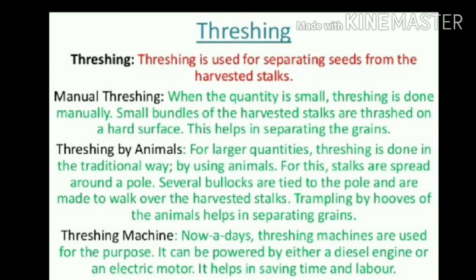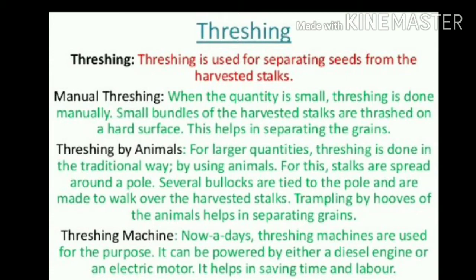Second is threshing by animals. For larger quantities, threshing is done in the traditional way. What is the traditional way? Yes, by using animals. The stalks are spread around a pole, and several bullocks are tied to the pole and made to walk over the harvested stalks. The trampling of the hooves of the animals helps in separating the grains.